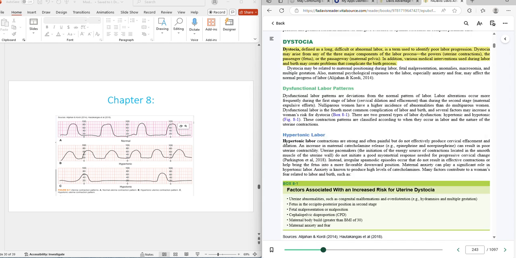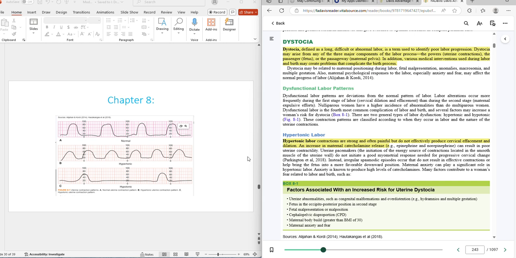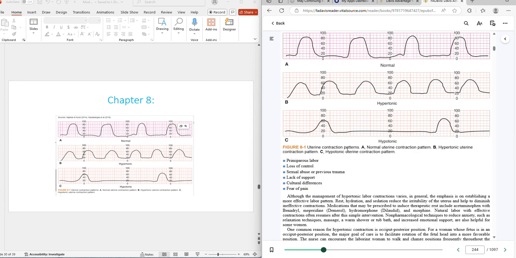Hypertonic labor is when we have strong contractions that are not effectively changing the cervix. Okay, it may just be cervical changes back to back to back. This is an example over here on the strip, hypertonic. This is in your book as well. The top one is normal. The middle one is hypertonic, where there's really no resting period, and they can even be closer than this strip is showing. And then we have hypotonic, which are spaced too far out. Okay. Box 8.1 shows you the risk factors for uterine dystocia, and there are the strips again.